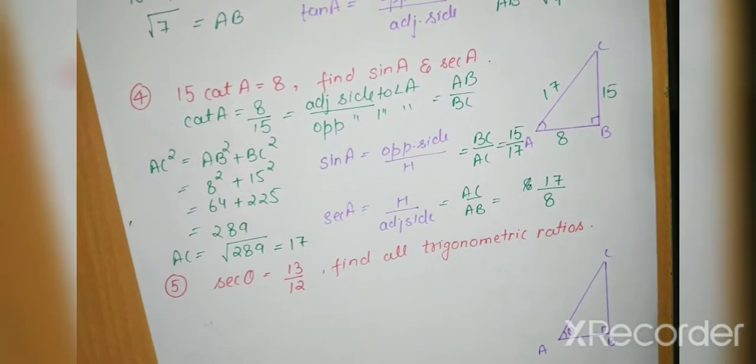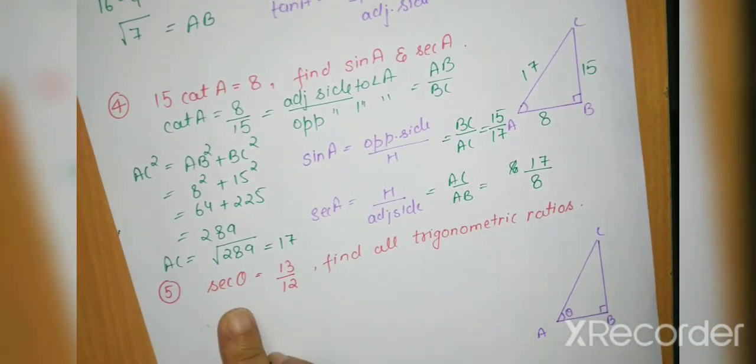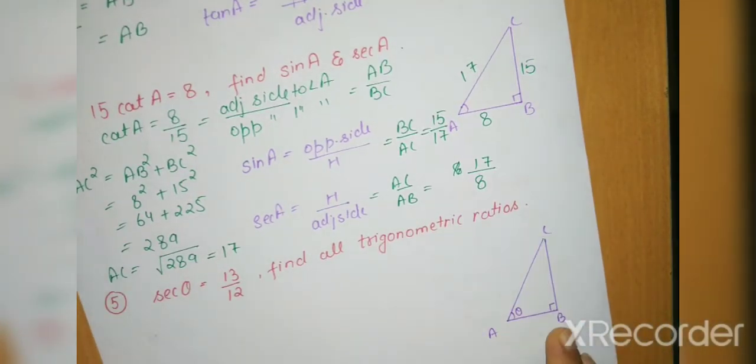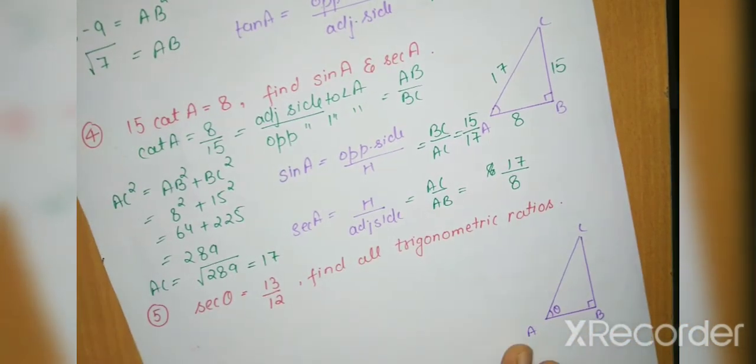Now moving on to the question number 5. Here we have the value of sec theta. Suppose this is a triangle ABC, let B be the right angle. You can assume theta to be any angle. It could be this one or here also. Okay, answer will remain same.